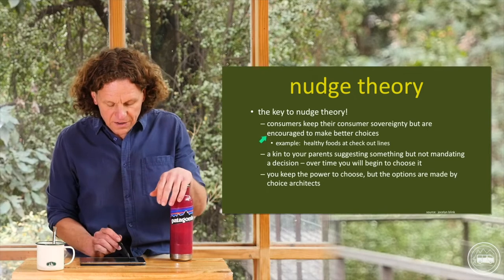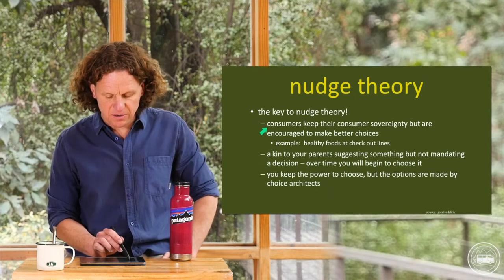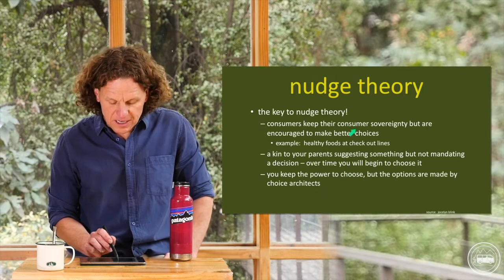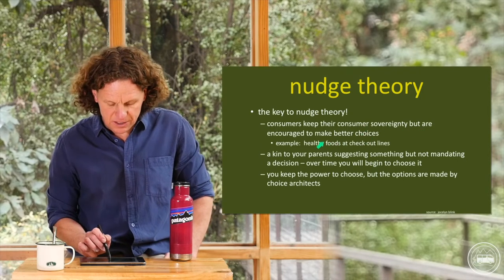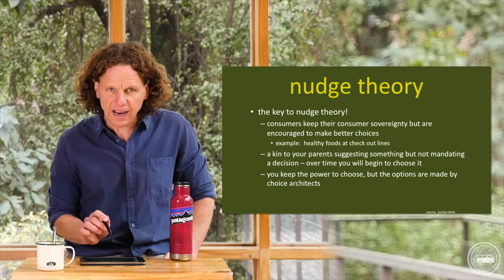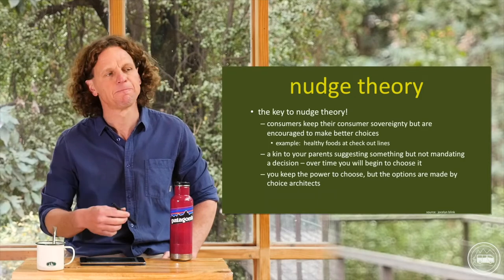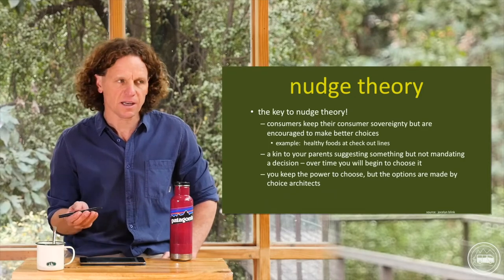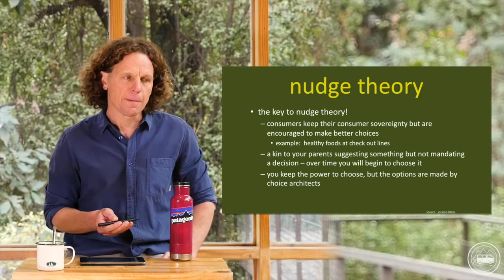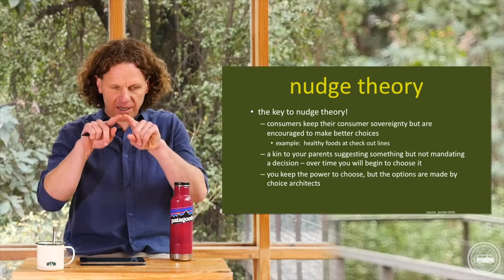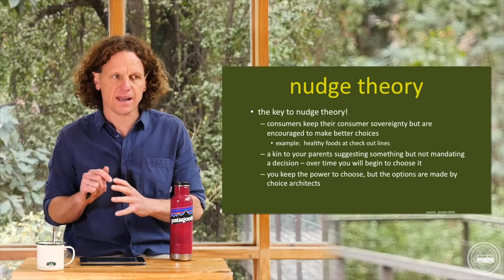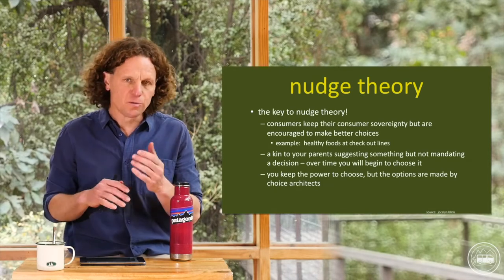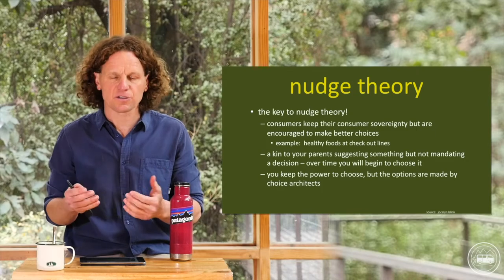Okay, what is key to understanding in the nudge theory? Number one, consumers keep their consumer sovereignty, but are encouraged to make better choices. Example, healthy foods at checkout lines, right? So consumers can still choose, but they get more information. Great example here in Santiago, Chile, the Chilean government a few years ago decided to put these black stop signs on all food products that had, according to them, too much sugar, too many calories, too high in sodium and whatnot.